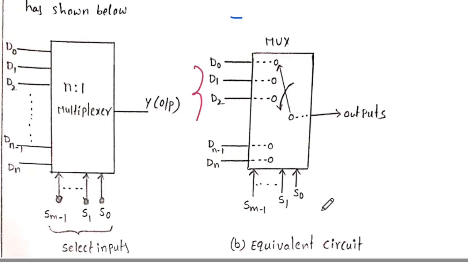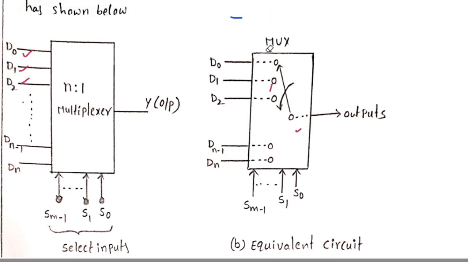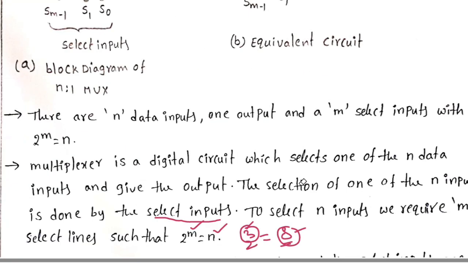So look here. I'm giving, for example, D0, D1, D2 and so on up to Dn. Based on the selection lines, D0 may be connected to the output. This is actually a switch. D0 may be connected, or D1 may be connected, or D2 may be connected, or Dn minus 1. So any one of the switches is connected to the output. Internally, that's why a multiplexer is nothing but a data selector.